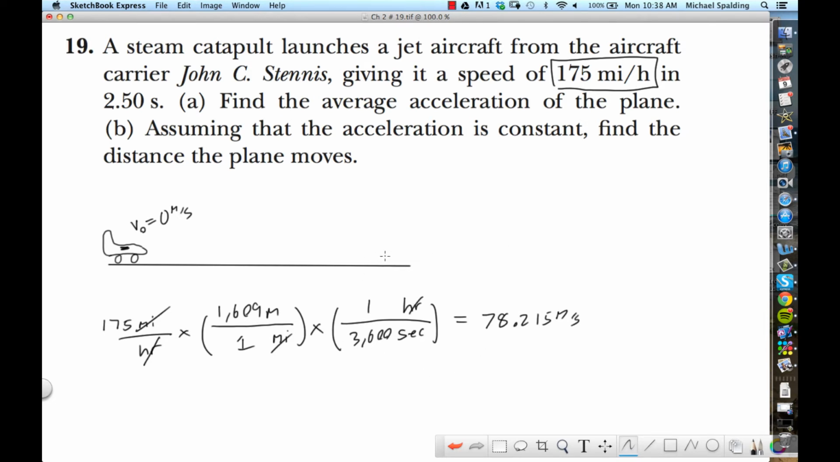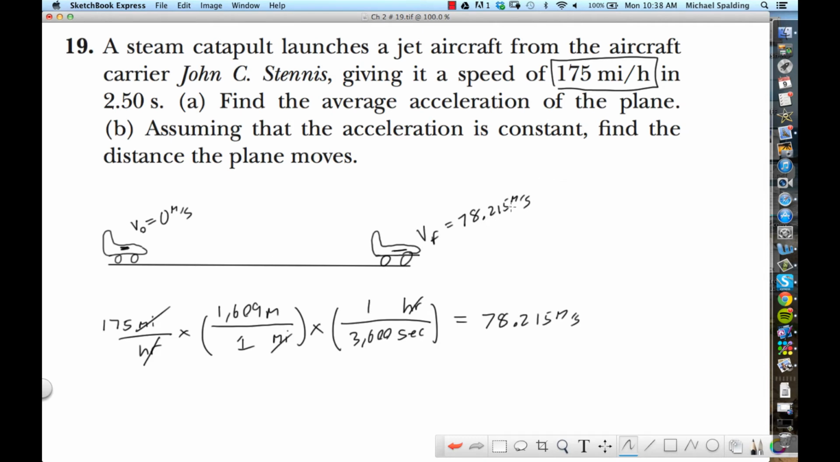Okay, so this airplane is going off the side of an aircraft carrier. So here, I'm a really bad artist. So here it is, V final. Over here is 78.215 meters per second. Sig figs are not going to be a big deal in this class.